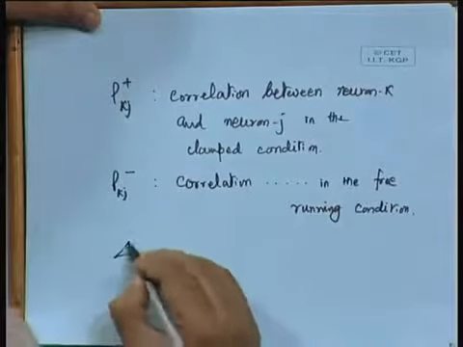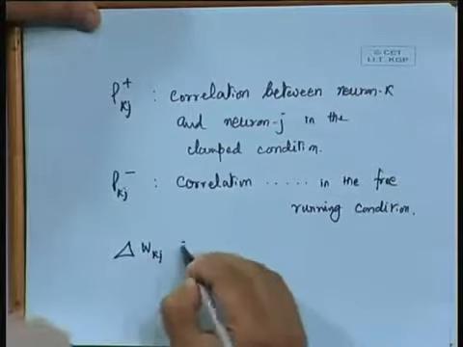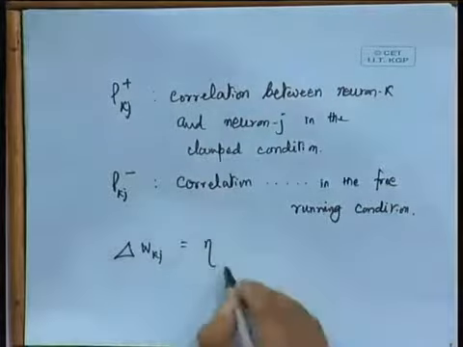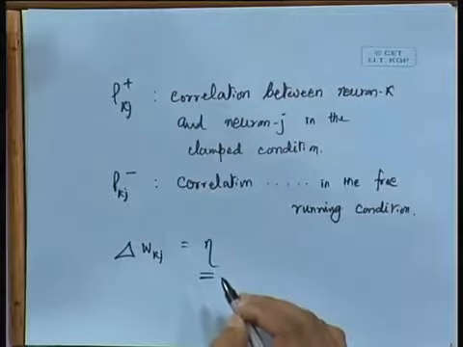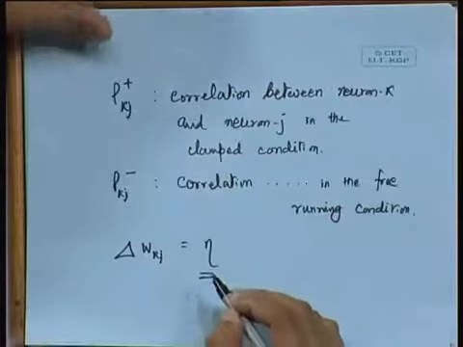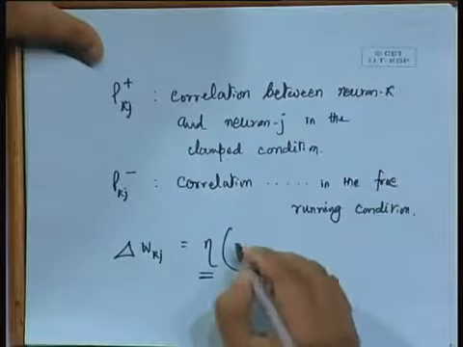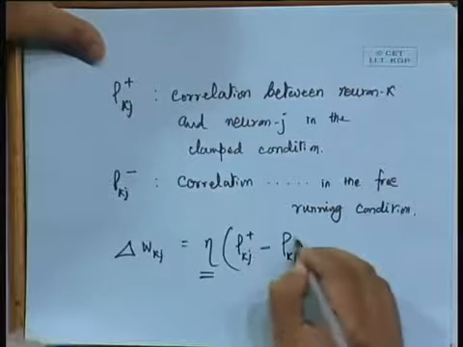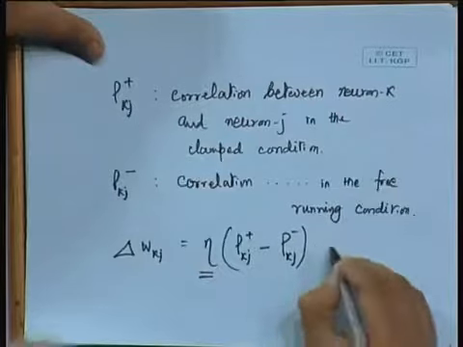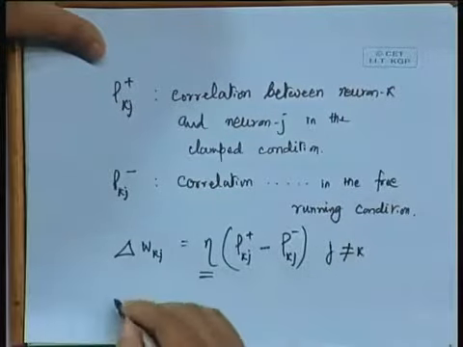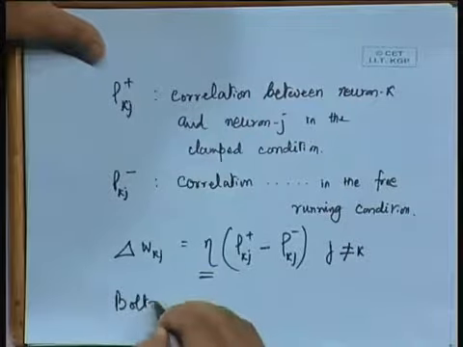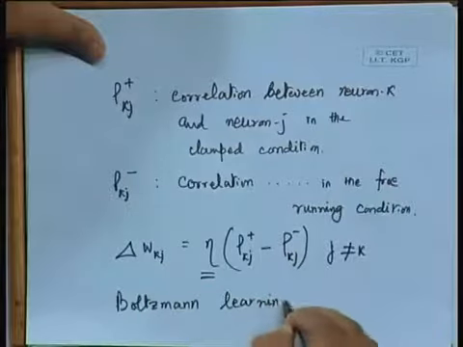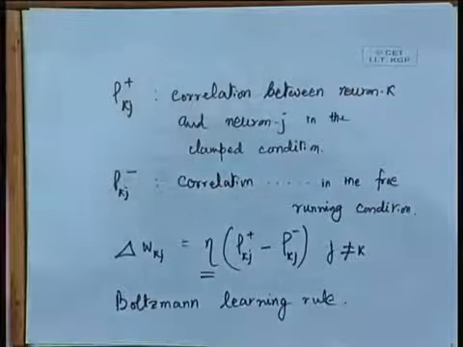Okay. In that case, delta wkj will be defined by, again, whatever we do for learning, this fellow is unavoidable, the learning parameter, it will always be there. This eta, the learning rate, times rho kj plus minus rho kj minus, and again this will be defined for j not equal to k, and this is our Boltzmann learning rule.